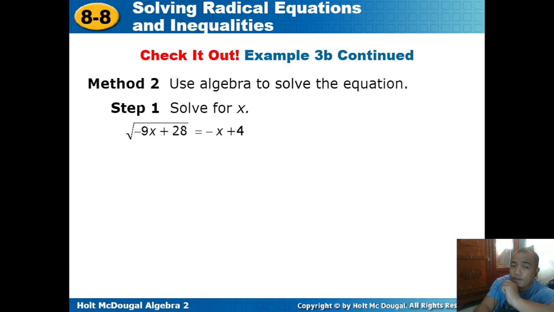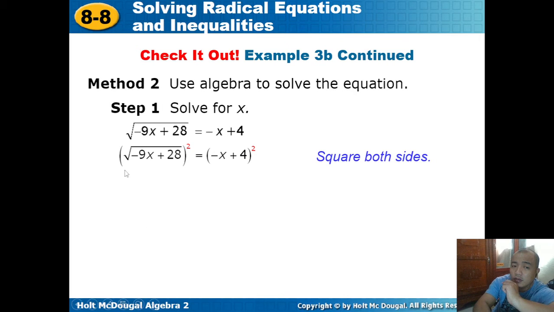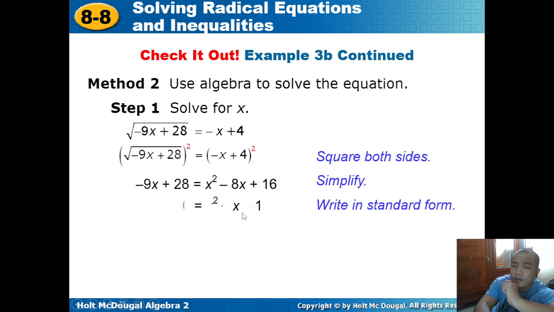Let's see. First, let us square both sides. Ito, nagiging negative 9x plus 28. Ito naman, x squared minus 8x plus 16. Diba? Then, simplify. Write in standard form. X squared, negative 8x plus 9x, positive x. 16 minus 28, minus 12. Yun. So, x squared plus x minus 12 equals 0.